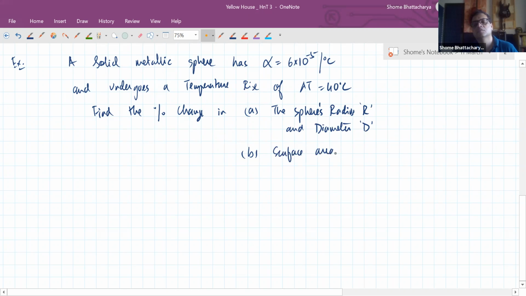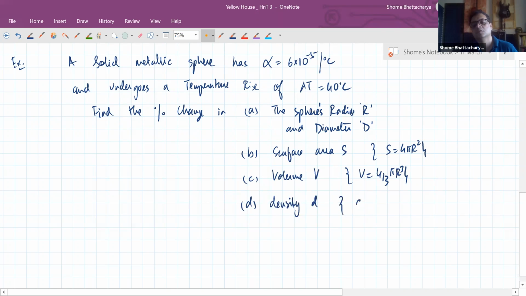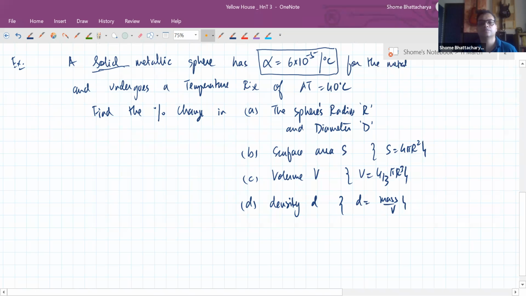surface area S. S has the formula 4 pi r square for a sphere. Volume V. V has the formula 4 by 3 pi r cube. And finally, density D, mass upon volume. Okay, so it's a solid metallic sphere made of metal which has coefficient of linear expansion alpha so much. So from that data, we have to calculate these things. Just try out this question quickly.